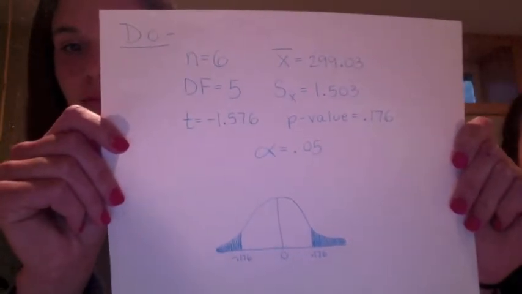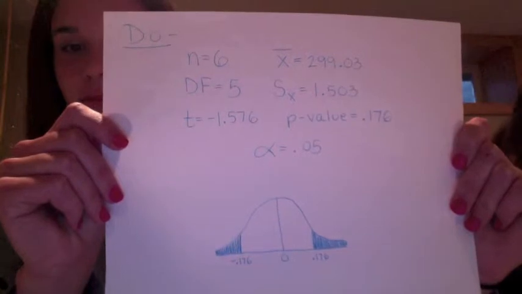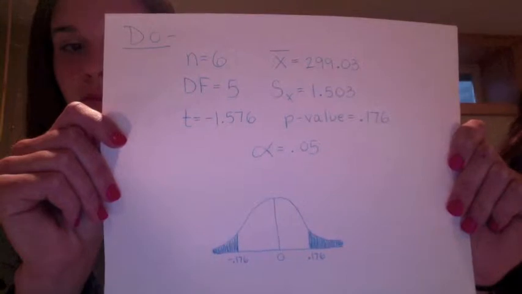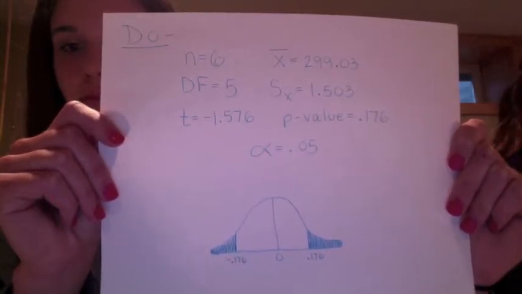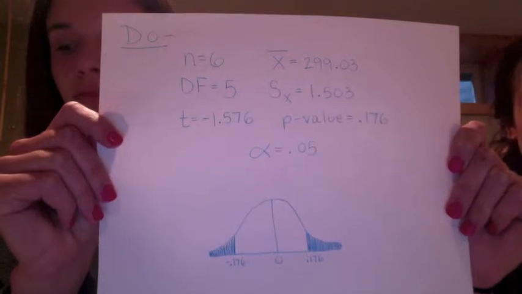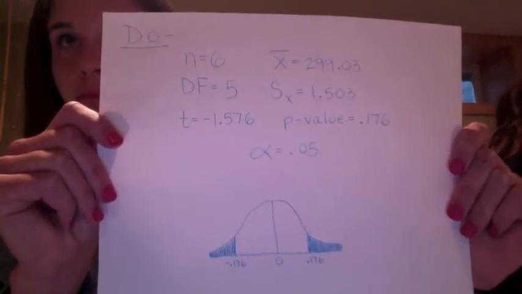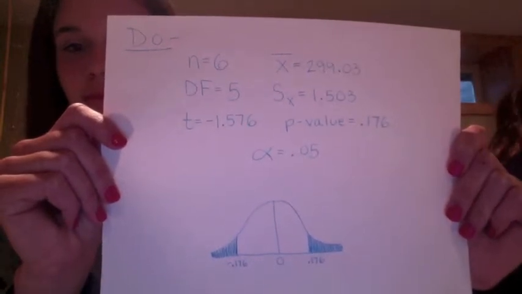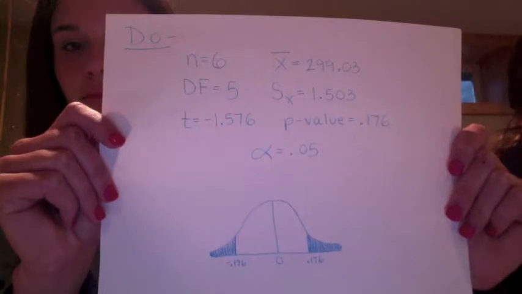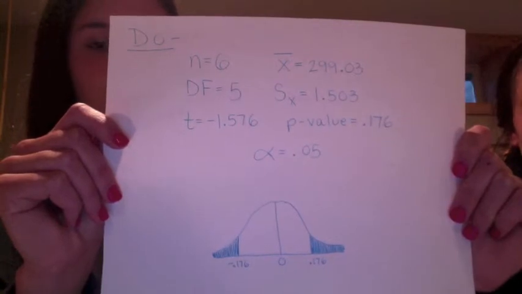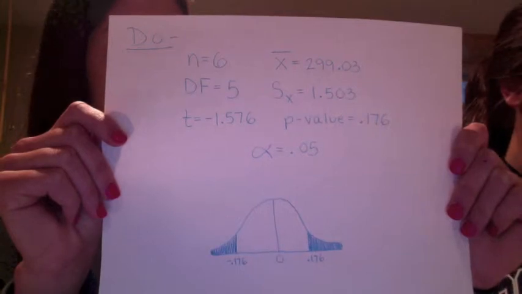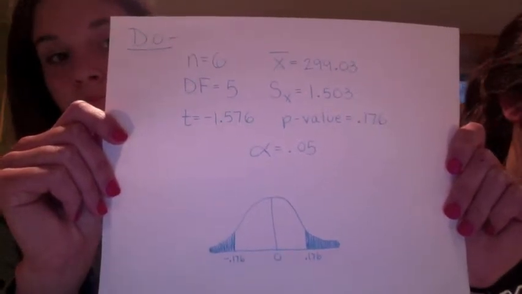Labeling is key in the do section of the hypothesis test. So here we have n, which is the sample size, is equal to 6. Degrees of freedom, or n minus 1, is equal to 5. Our t statistic is negative 1.576. We have our x bar is 299.03. Then we have our s of x, which is 1.503. And then we have our p-value, which is 0.176. And lastly, which a lot of people always forget to label, but is very important in the do section, is alpha, which is 0.05.